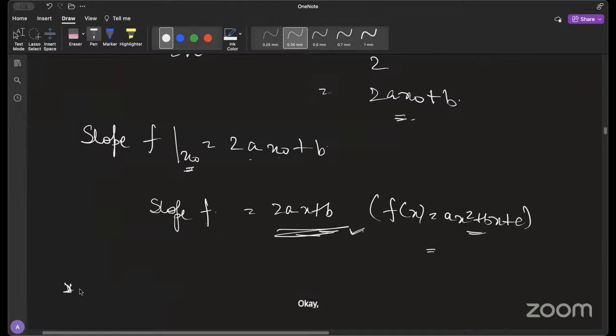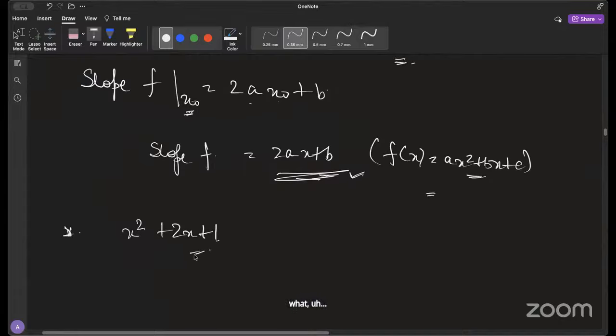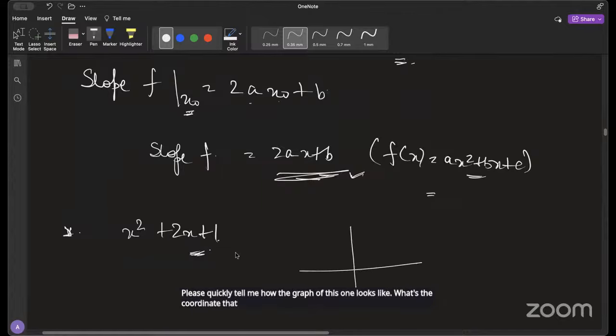Okay, then let's do one example here. Just quickly tell me how the graph of this one looks like, what coordinate it passes through, the vertex, and if it opens upward or downward. Upward, a is 2. Open upward, a is positive.